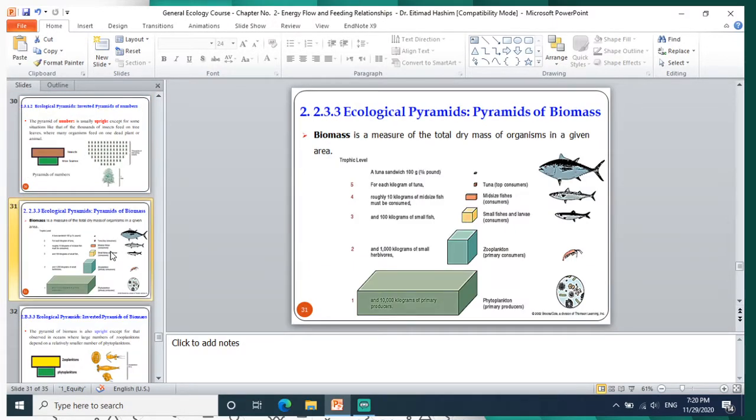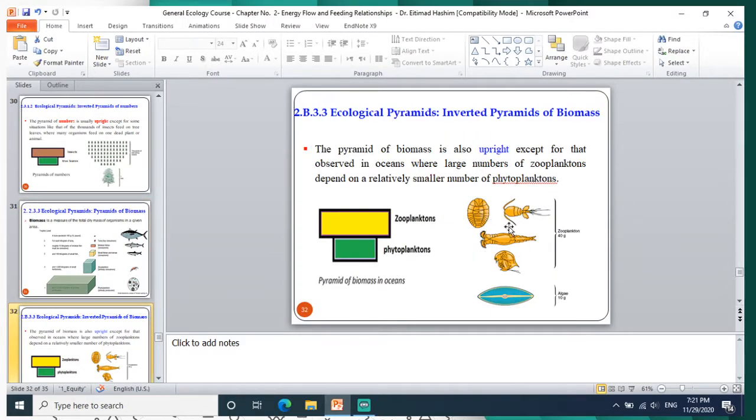The third type of ecological pyramid is the pyramid of biomass. The pyramid of biomass is a measure of the total dry mass of the organisms. Just weigh them and see how much they weigh. The phytoplankton biomass is very large because a lot of them make the anchor for the pyramid, which gives it the shape of a pyramid. But when you deal with the aquatic ecosystem, what you observe in the ocean is that a large number of zooplankton, the second level, depends on a relatively smaller number of phytoplankton. So that makes the pyramid upside down. It is not upright, it is an inverted pyramid of biomass.